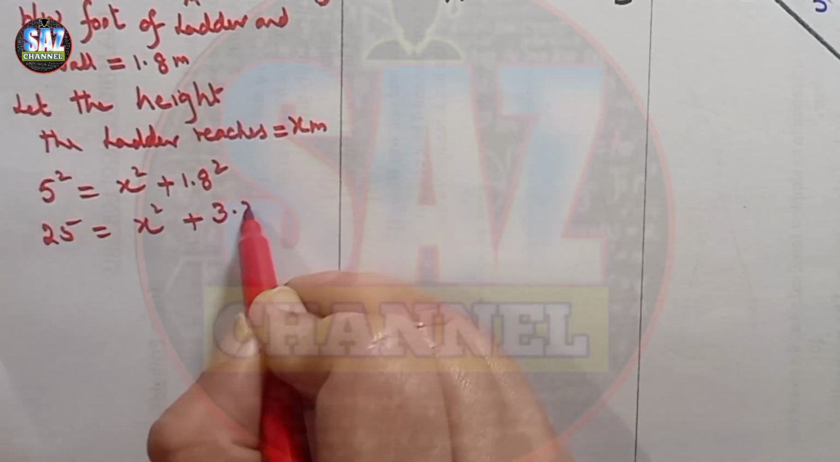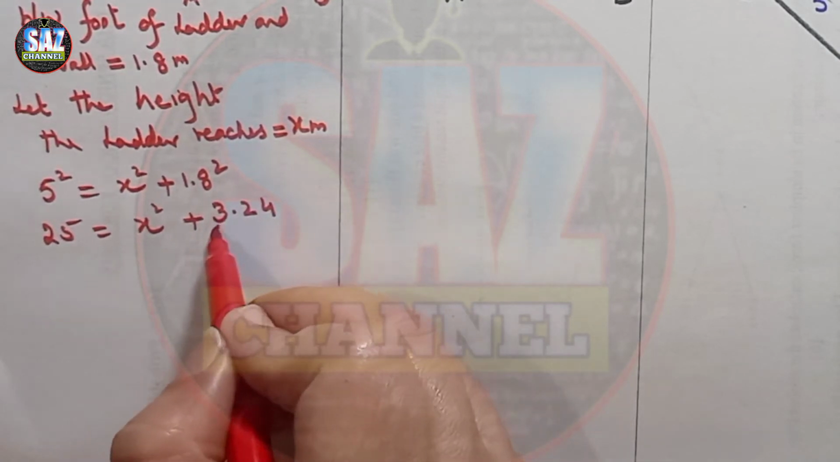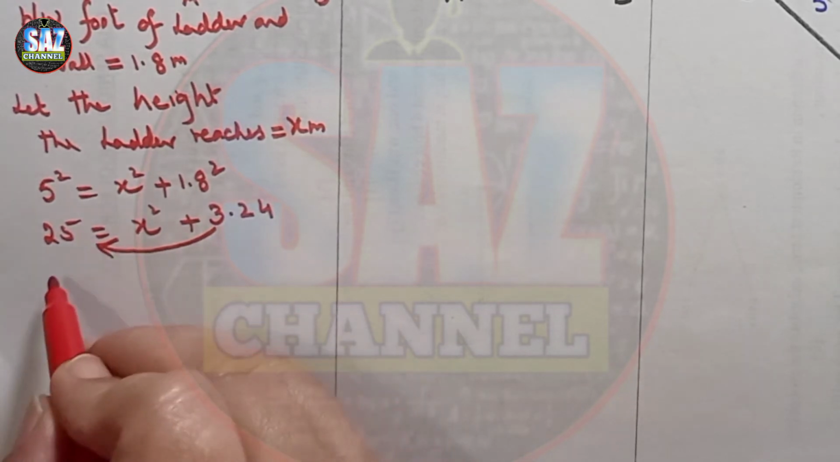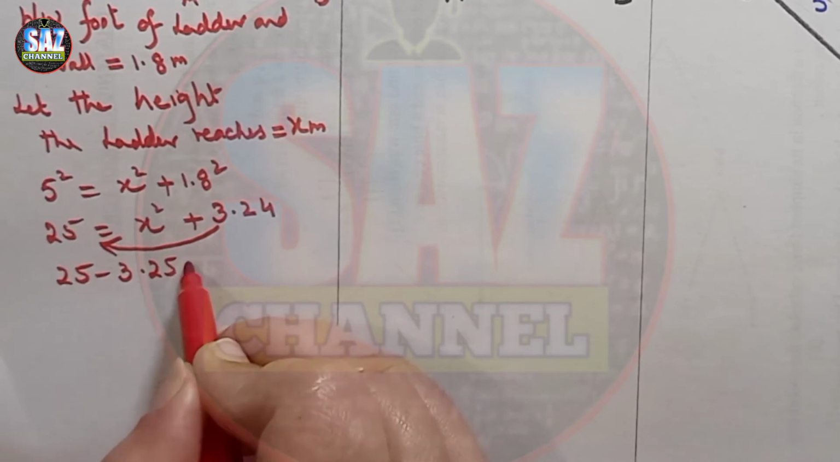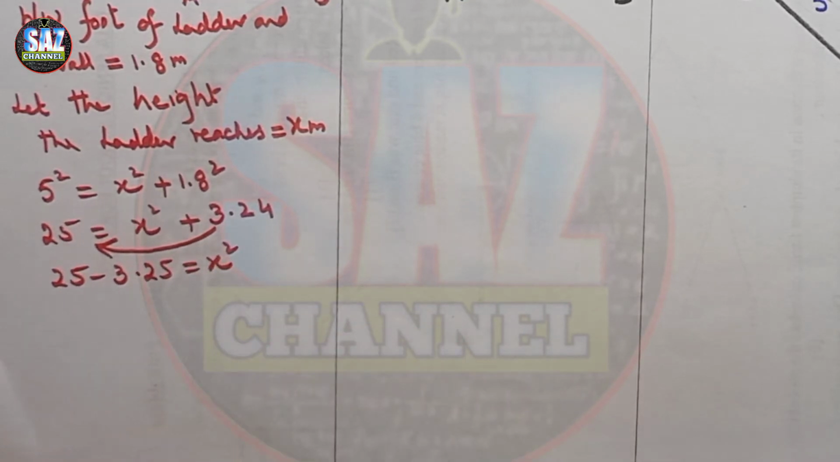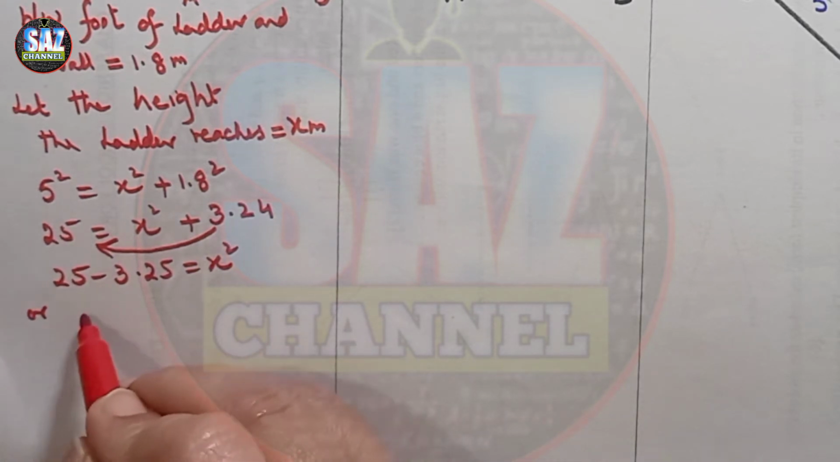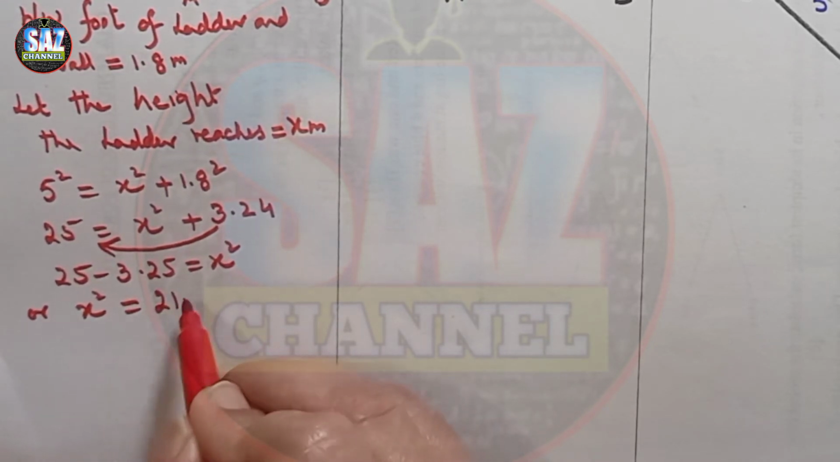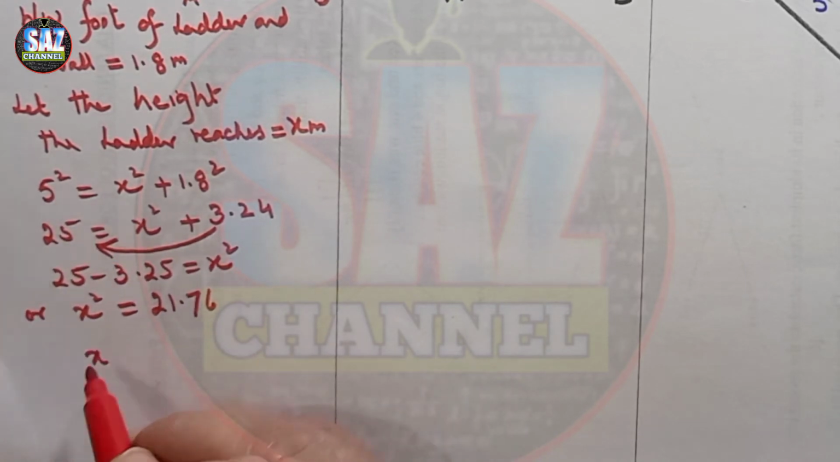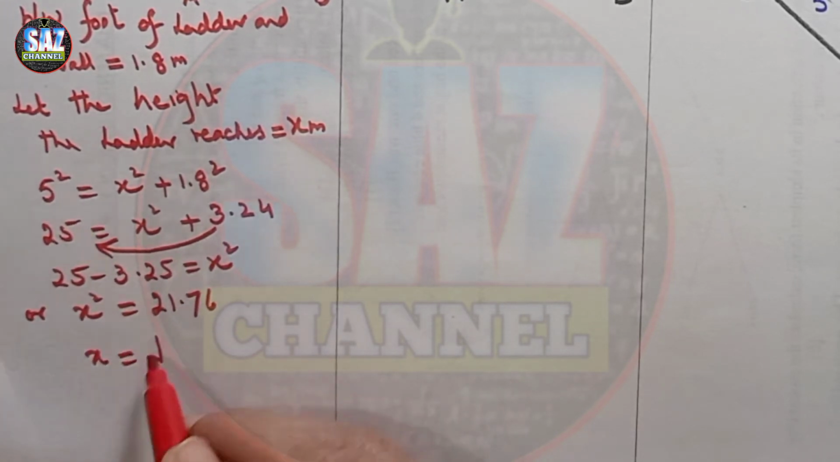In order to get the value of x, we have to shift this towards the other side. 25 minus 3.24 equals x square. Now take away 3.24 from 25, and this will give me 21.76. x square equals 21.76. And now in order to get the value of x, I have to take the square root on both sides.